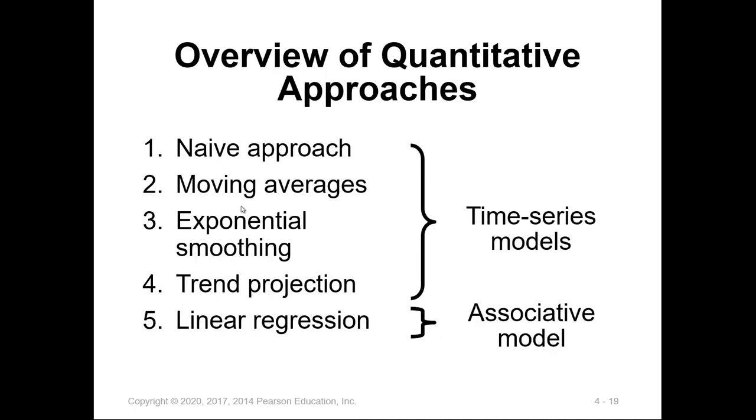For the quantitative approach, there are five common methods that can be recognized: naive approach, moving averages, exponential smoothing, trend projection. All these models are considered time series models that assume the future is a function of the past. And the last method is linear regression, which takes into consideration other factors that might affect the forecast.